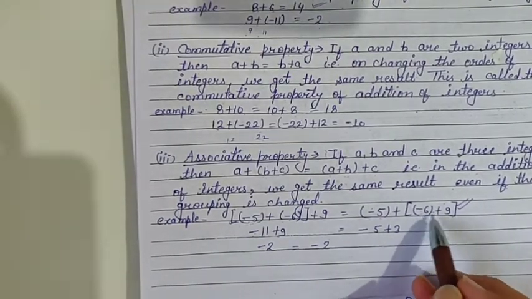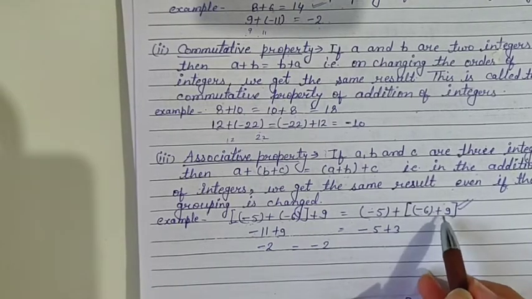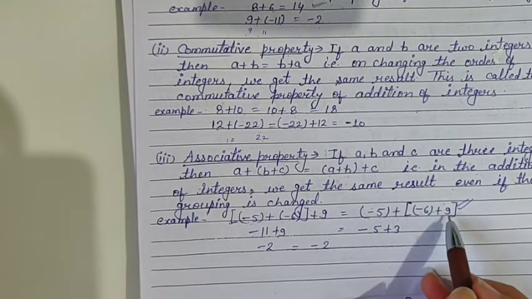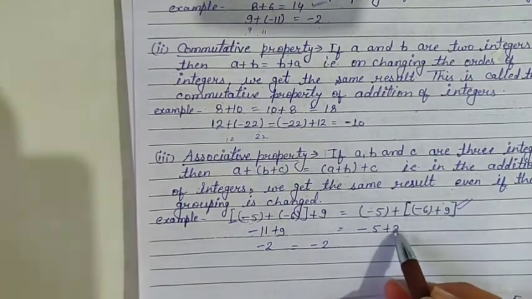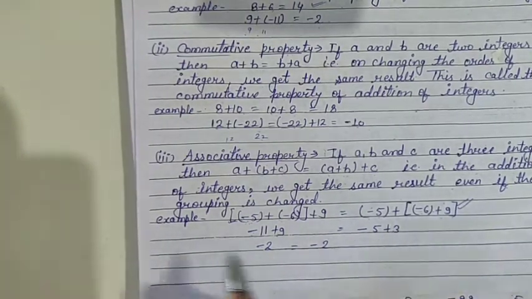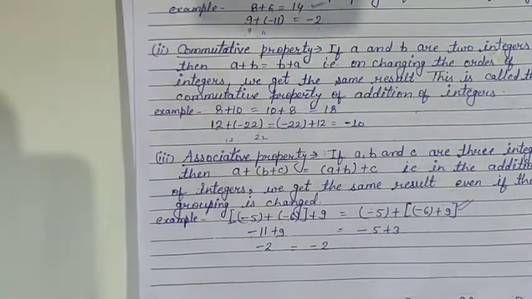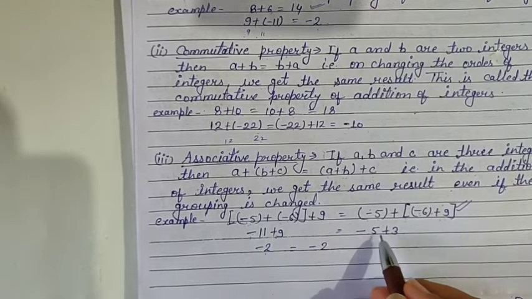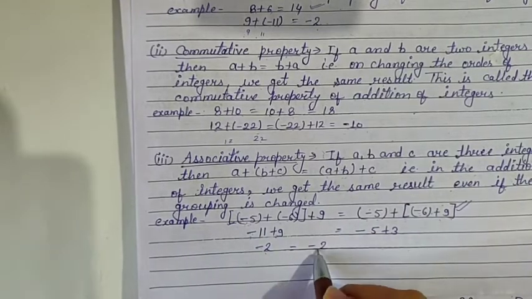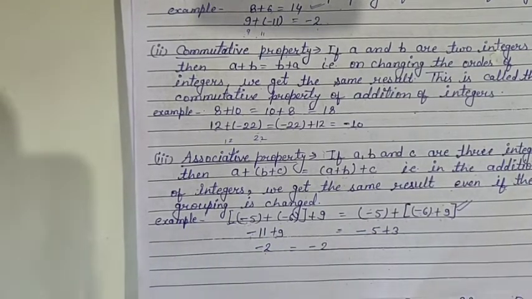The difference of their absolute values is 3, and the greater absolute value has a positive sign, so the answer will be positive. So plus 3. When we add minus 11 and 9, then we get minus 2, and when we add minus 5 and plus 3, then we also get minus 2. It means integers are associative under addition.